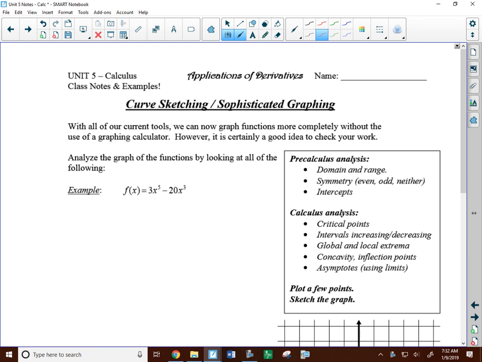Sketching, basically just using everything we know from calculus and everything from the past, algebra 2, pre-calc, to graph a function. Okay. So let's start with this. Let's see what else is here. Yeah. So without the use of a graphing calculator, we can pretty much graph this function fairly accurately.